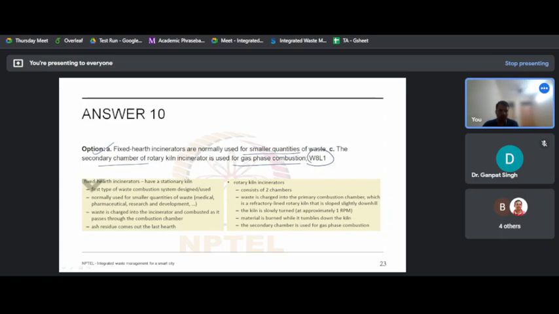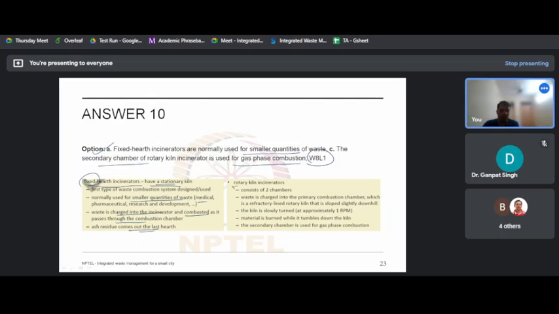Here we can see the snips from the slides. Fixed earth incinerators will have a stationary kiln. That is in the name itself, fixed. This is the first type of waste incinerator, normally used for smaller quantities of waste in medical facilities. Waste will be charged into the incinerator and combusted as it passes. From the last earth, we'll get out the residue, that is the ash.